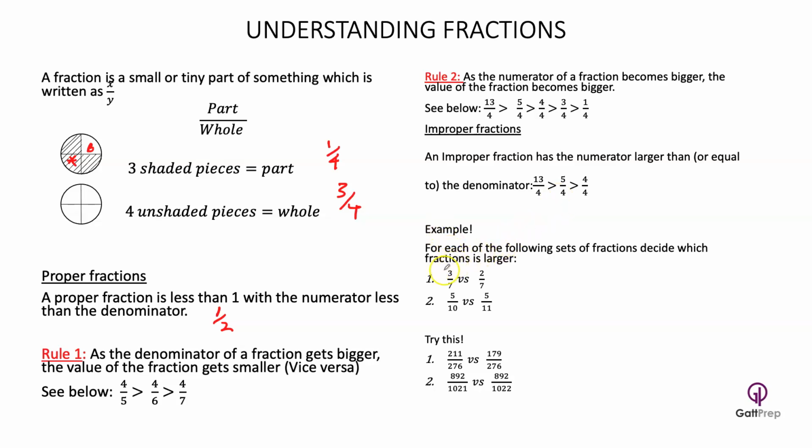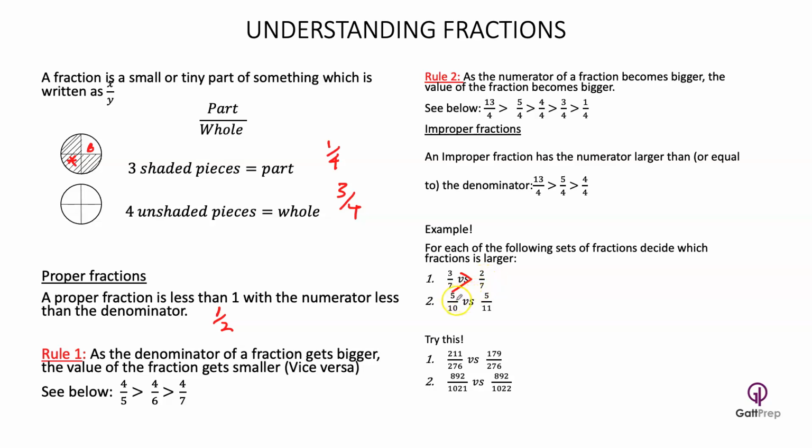Now let us look at these examples here. It says that for each of the following sets of fractions, decide which fraction is larger. Now you have 3/7 and you have 2/7. The denominators are the same, and therefore looking at the numerators, you realize that this is 3 and this is 2, and therefore this fraction is bigger than this fraction.